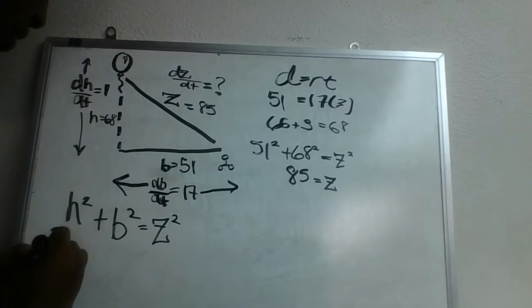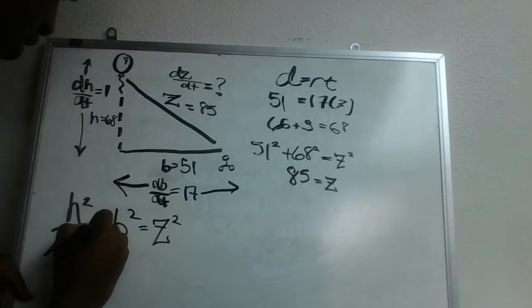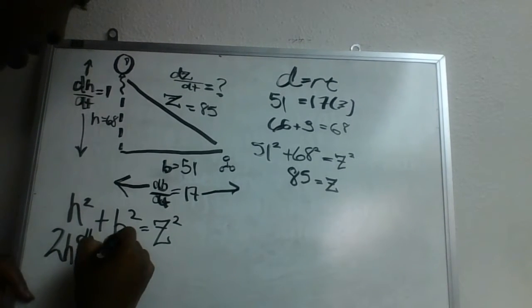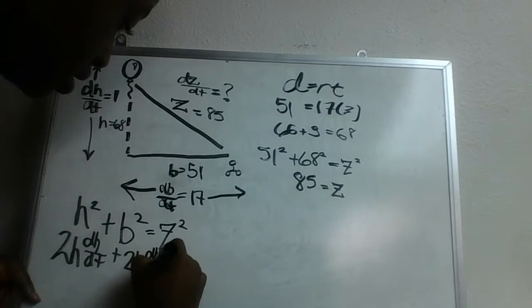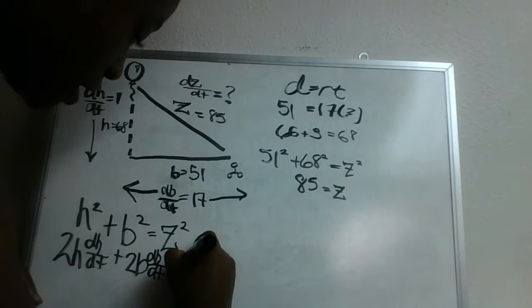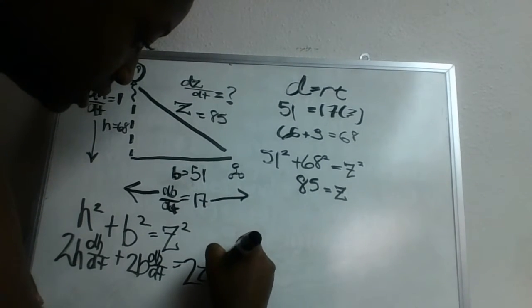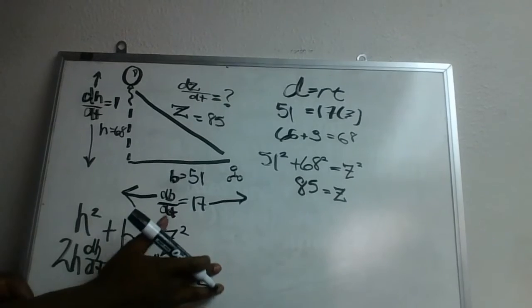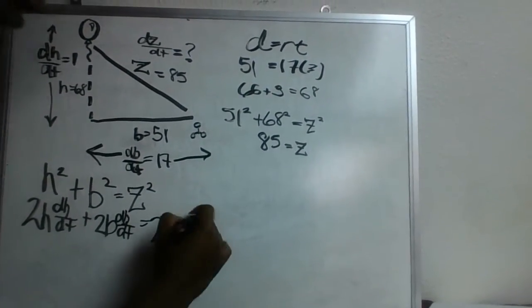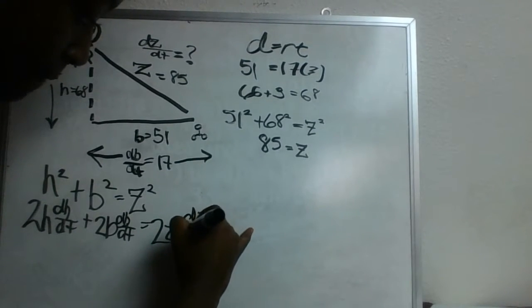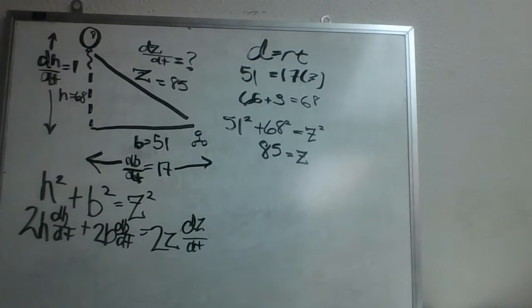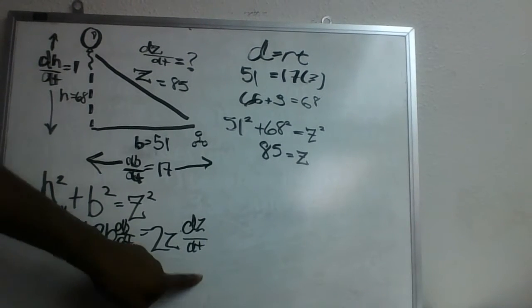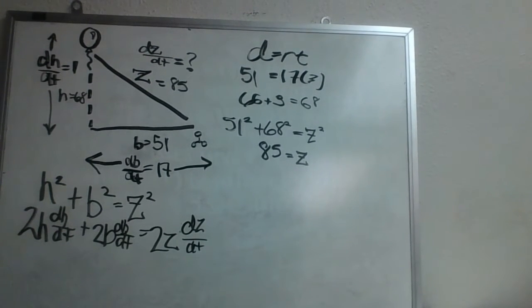That is going to be 2h dh dt plus 2b db dt equals 2z dz dt. Make sure you guys see this. So that's the formula we're going to be using to find dz over dt.